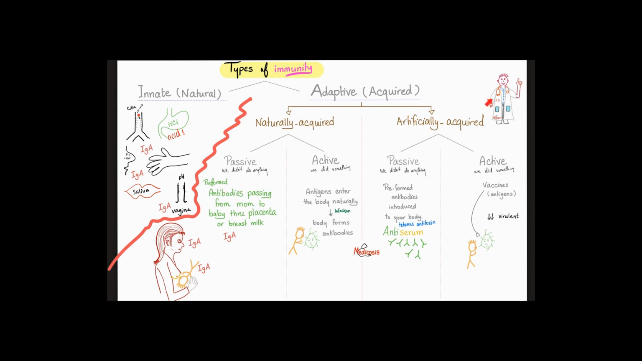Artificially acquired, blame the doctor. The doctor can give you preformed antibodies such as anti-serum. Serum therapy is artificially acquired adaptive immunity. Or the doctor can give you a vaccine. This is active. What's the difference? When the doctor gives you antibody, you did not do anything. You did not fight any antigen, any bacteria or virus. But when the doctor gave you the vaccine, usually he's giving you a virus that has been killed or very weak so that you will develop the response to that virus. So in this sense, you are active. But when I give you antibodies ready, you are passive.